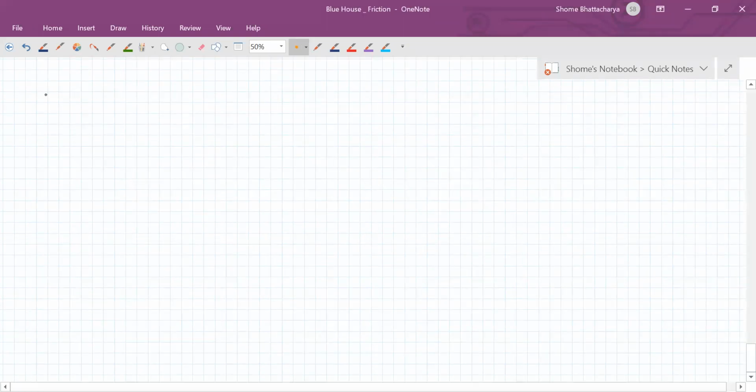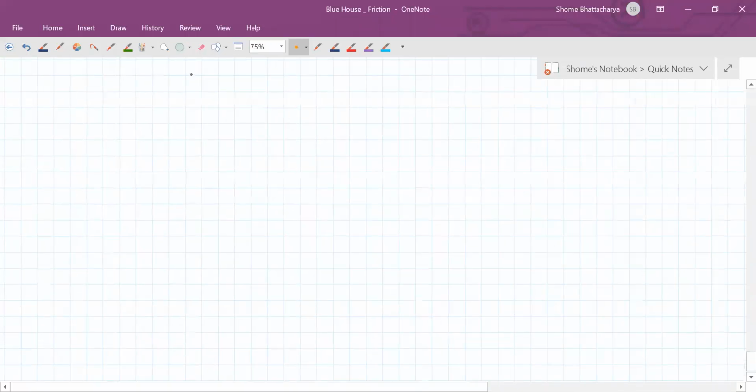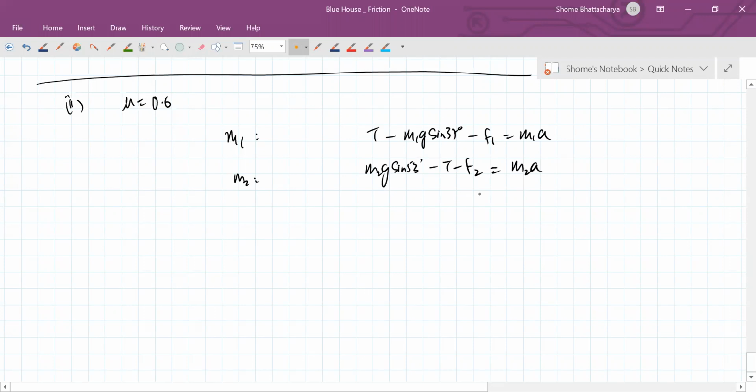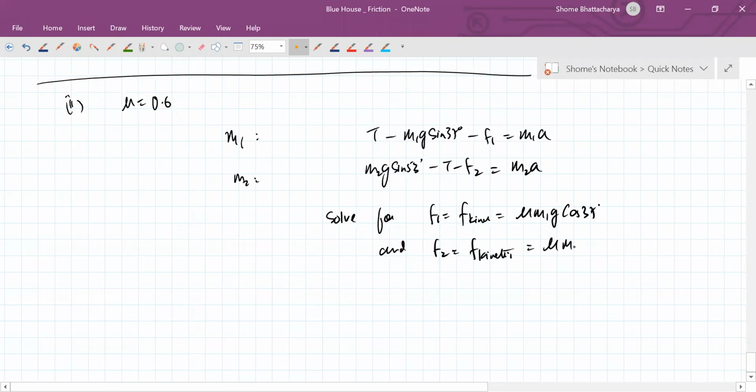Okay. So in the second case, if you make the same free body diagrams and you write the same equations, but you take the coefficient of friction as 0.6. So for your M1, your equation is like this: T minus M1G sine 37 minus F1 is equal to M1A. And for your M2, your equation is like this: M2G sine 53 minus T minus F2 is equal to M2A. Now, if you solve these for F1 equal to kinetic friction, so mu M1 g cos 37, and F2 equal to kinetic friction, so mu M2 g cos 53.